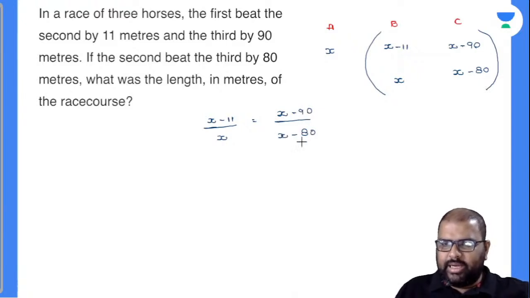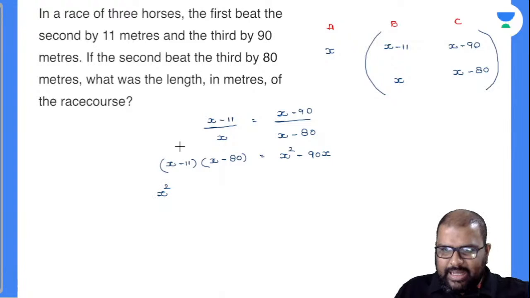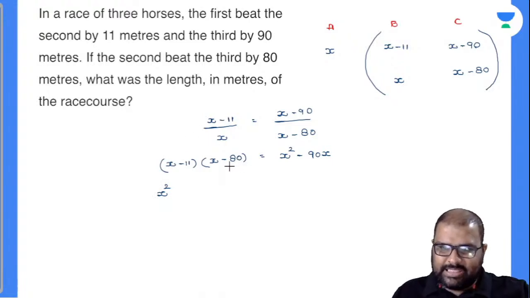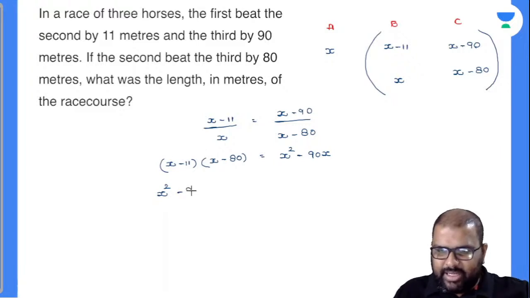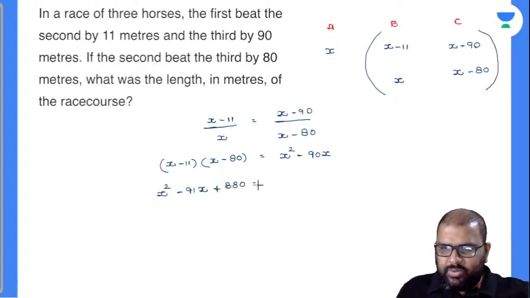So finally, can I write down this one? X minus 11 into X minus 80 is equal to X into X minus 90, which is X square minus 90X. What will be the LHS? X into X will be X square. X into minus 80 will be minus 80X. This will be minus 11X. Minus 80 minus 11 will be minus 91X. Plus 880 is equal to X square minus 90X.